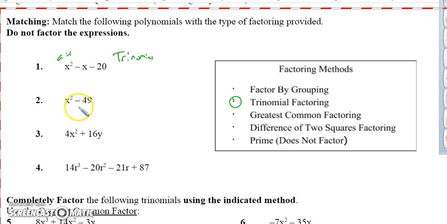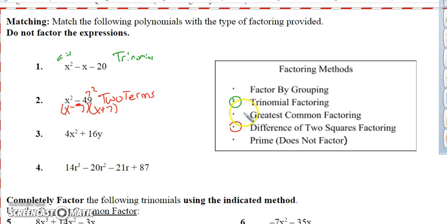The second one, you can see a difference. This is an x squared, a square. 49 is 7 squared. So this is just a difference of two squares. There's two terms here. Definitely start looking to see if it's going to be a difference of two squares. Your final answer here, just to remind you, would be x minus 7, x plus 7.